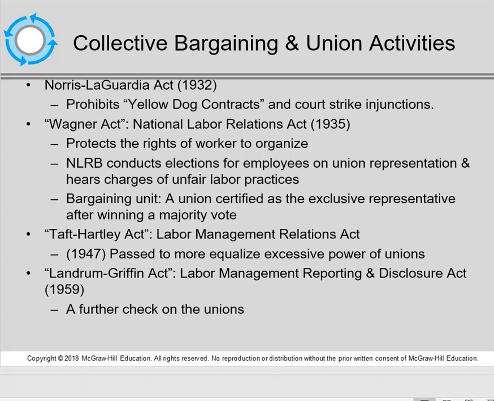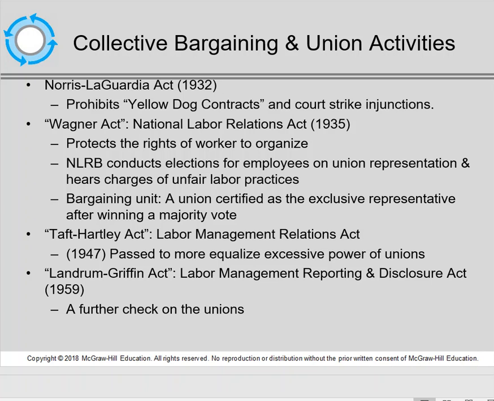The Wagner Act, passed 3 years later, finally gave workers the right to organize and collectively bargain. A bargaining union is usually a union certified as the exclusive representative after winning a majority vote, that can bargain on such things as wages and working conditions.